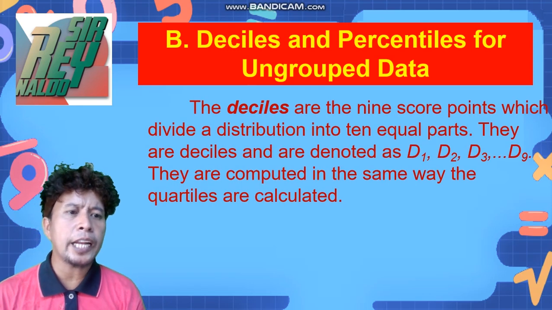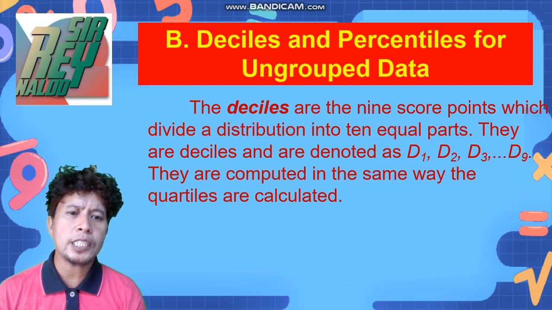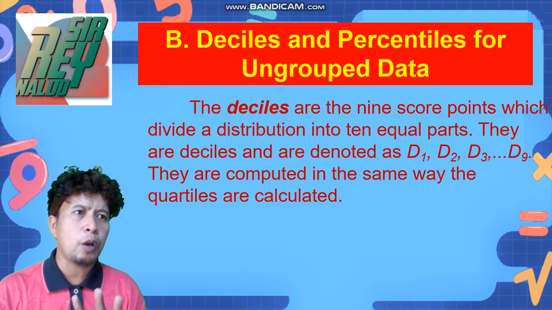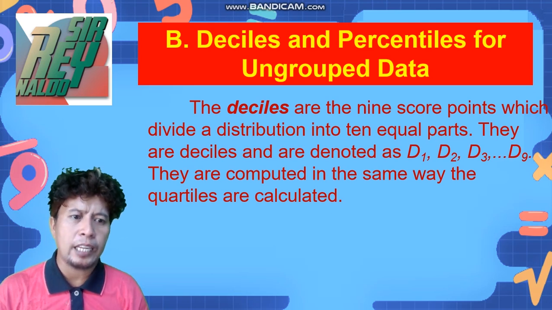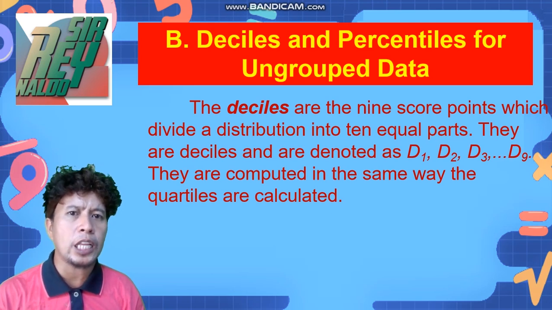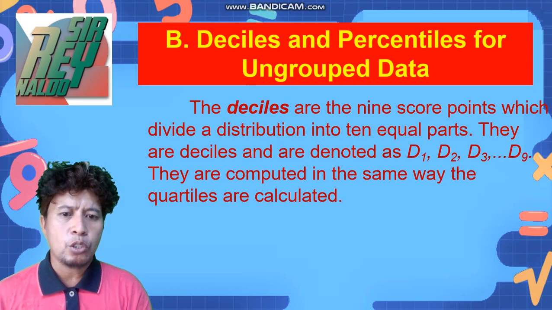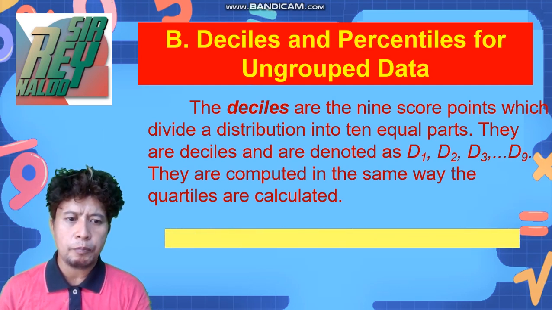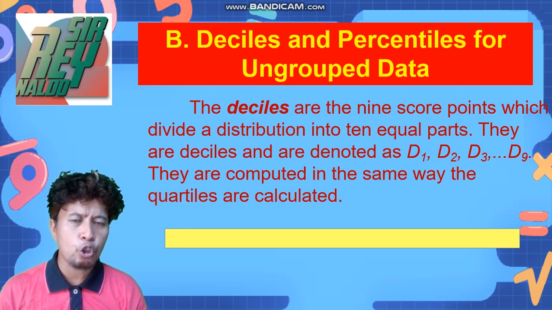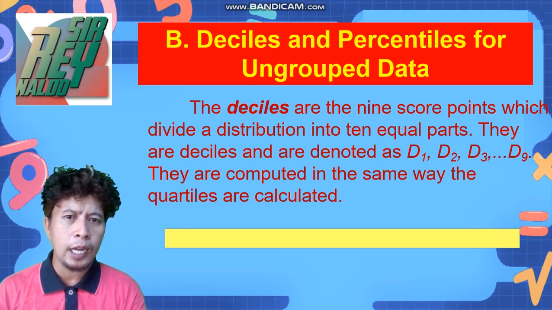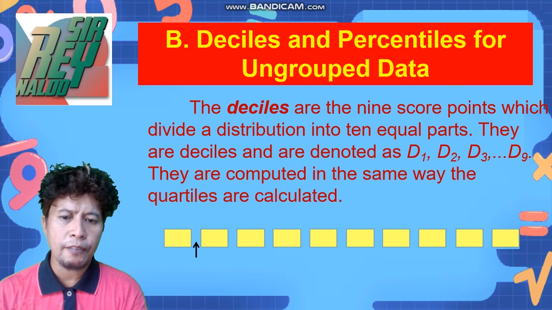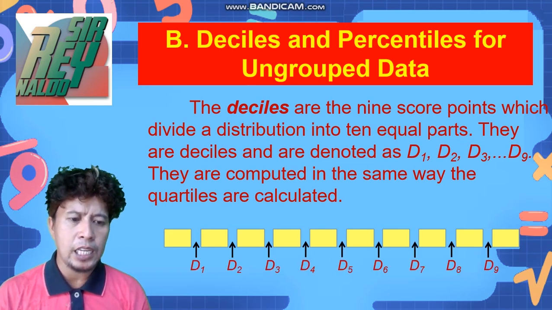Okay, how about deciles and percentiles for ungrouped data? The deciles are the 9 score points which divide the distribution into 10 equal parts. So kung kanina yung quartile natin ay 4 equal parts, decile is 10 equal parts, denoted as D1, D2, D3 until D9. So they are computed in the same way the quartiles are calculated. Okay, let's have this example. Ito yung buong element niya, yung data. So, kung kanina sa quartile ay dinivide ng 4, this time naman dinivide natin ng 10. And we have the D1 until D9.